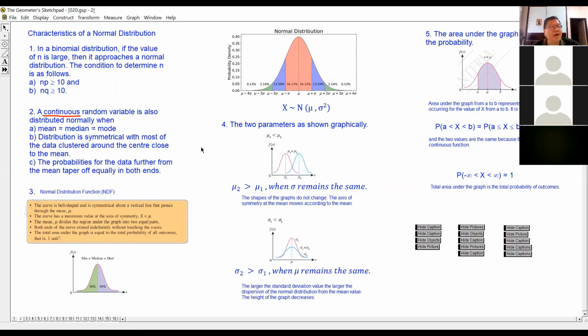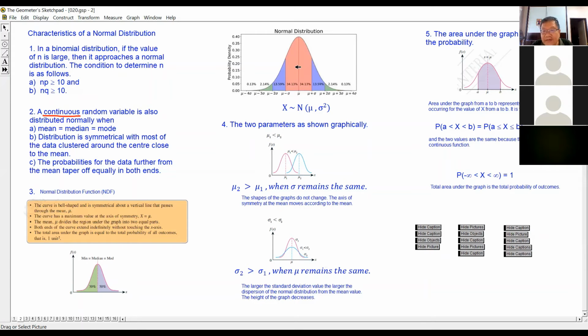And they say the probability from the mean tapers off equally in both ends. Taper off means they go smoothly down like that, they curve down and become narrower and narrower. The tapering off on the left and the right are the same, the probability is the same. And the total probability is 1. Now, the probability is also the area under the curve.